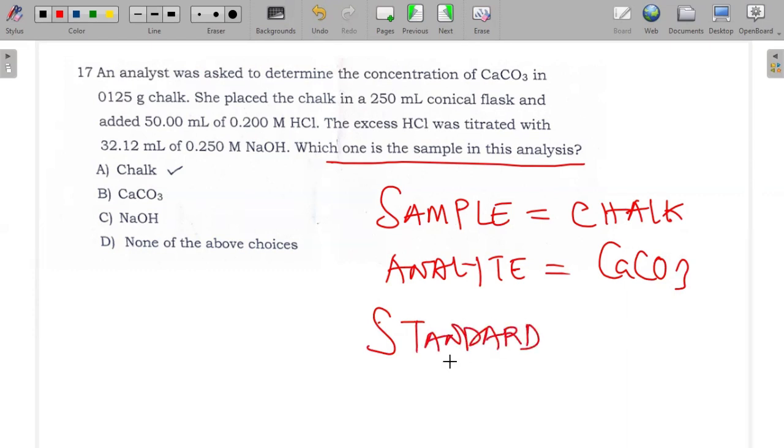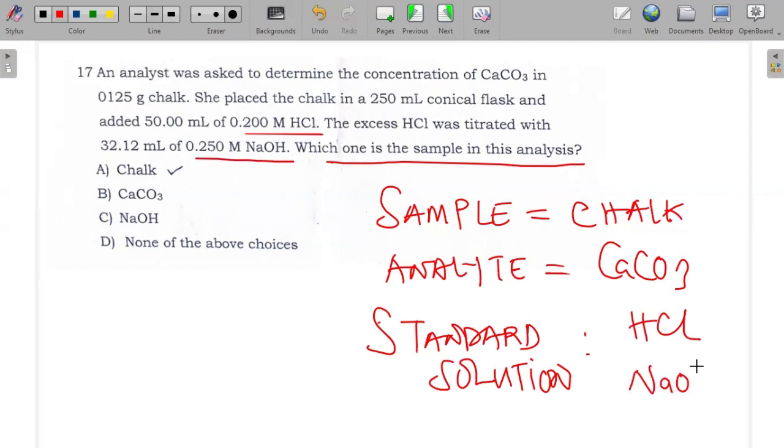The standard solution is the solution whose concentration is known. So in this case, we would have two standard solutions because the concentration of hydrochloric acid is known and also the concentration of sodium hydroxide is known. Those can be the other questions that he can ask you in such a question. But the sample is the thing that contains the analyte. So the chalk is the sample. The analyte is the calcium carbonate. And when they ask you for the standard solution, you're going to say the hydrochloric acid and the sodium hydroxide. I don't know if there are any questions there.